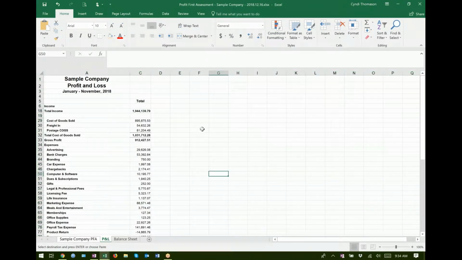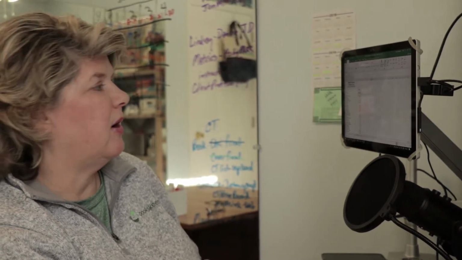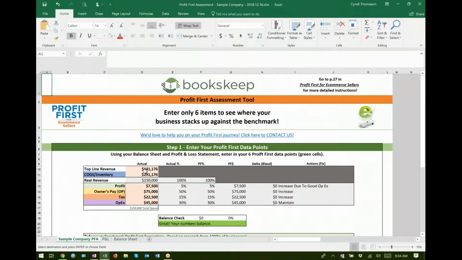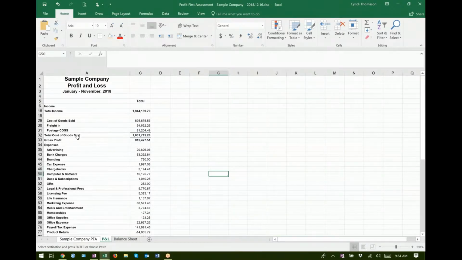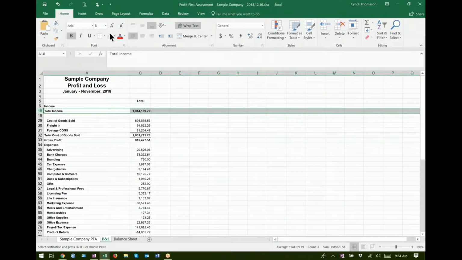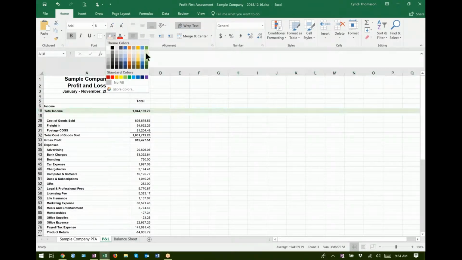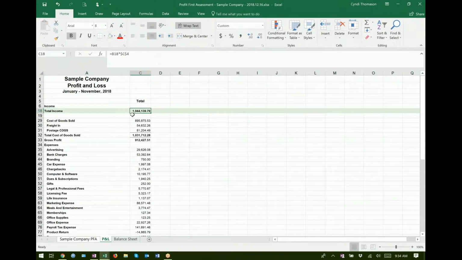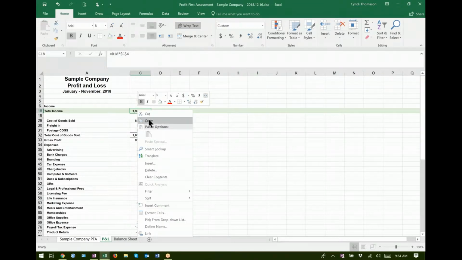Okay, so we have the profit and loss information pasted into our workbook, and we'll be using that information to complete the profit assessment tool. The first piece of information that's requested is our top line revenue. When we look at our P&L, we can find that simply by getting our total income line. Just going to highlight that so we can find it easily. Basically, we're going to take the total income and copy that over and paste it into our top line revenue.